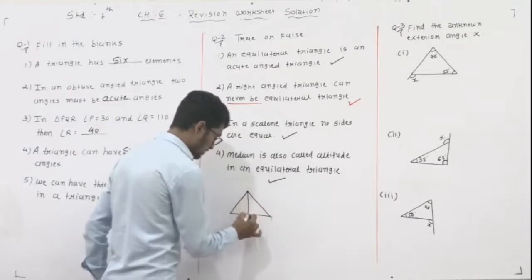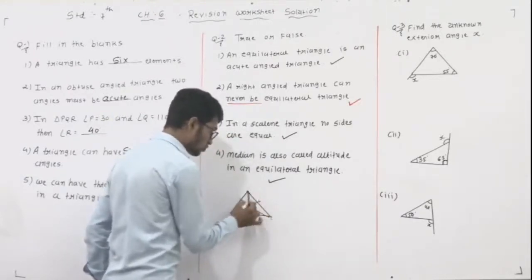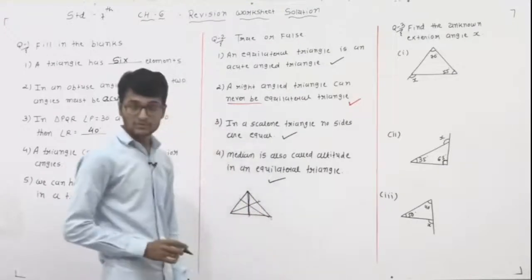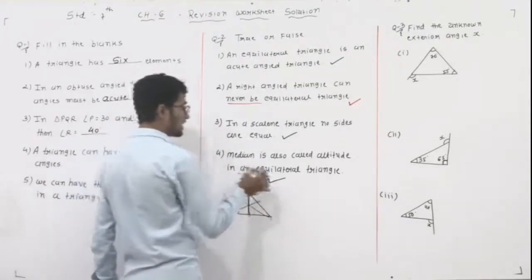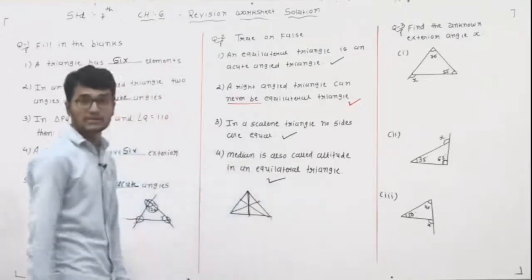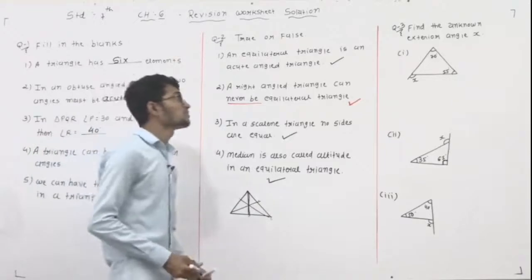We have to draw here to here and here. So these are all medians, and this one is also called an altitude. This is also called an altitude. So our last statement is the right statement. Okay. Now our next question is the third.